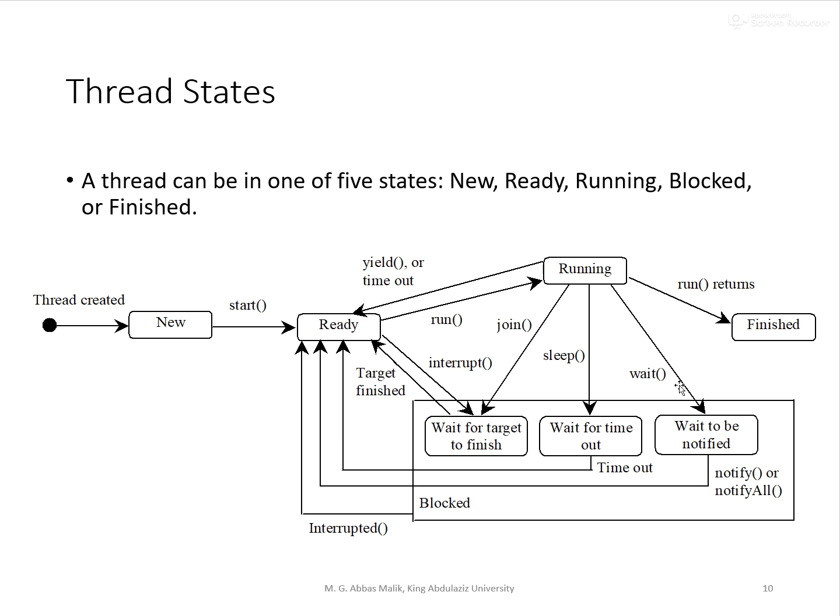We also have something else called the wait method, which can be used to coordinate execution between threads, and that takes your thread into the wait to be notified state, also a blocked state. And when you receive a notification, which we'll get to later in this chapter, the thread again goes into the ready state.